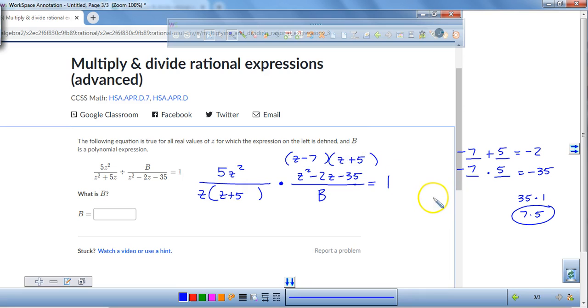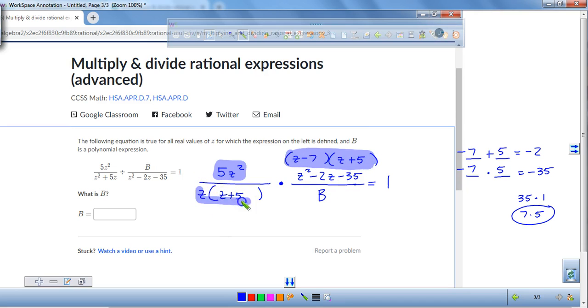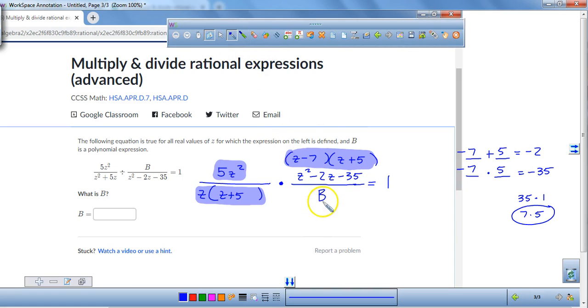All right, so let's take a look at this right here. What cancels out? What are we going to do here? Right now I'm going to highlight some things. We've got a 5z squared right here. We've got a z minus 7 and a z plus 5 right there. And then we have z and z plus 5 right here. So let's think about this. What cancels out? This, I'll do in red. This z plus 5 cancels out this z plus 5.